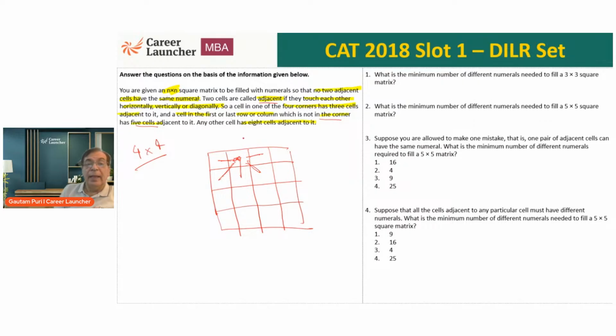Perfectly fine. Any other cell has 8 cells adjacent to it. So something which is not in the top or the bottom row or the left-hand or the right-hand corner. Let's look at this particular cell. How many adjacent cells will be there? 1, 2, 3, 4. 2 horizontal, 2 vertical, and then 4 diagonal. 1, 2, 3, and 4.